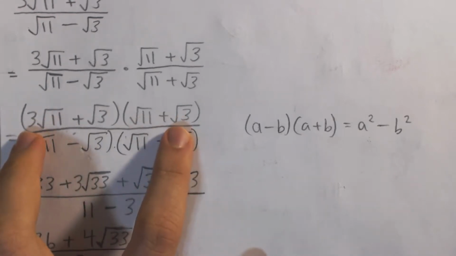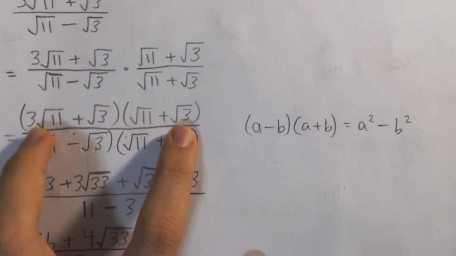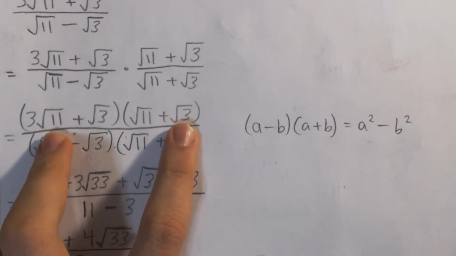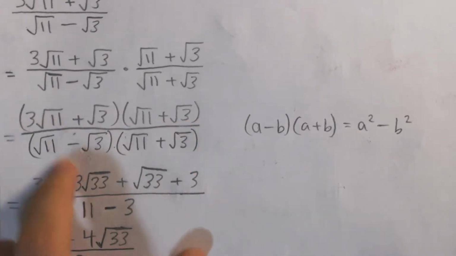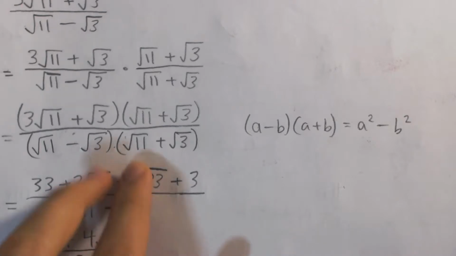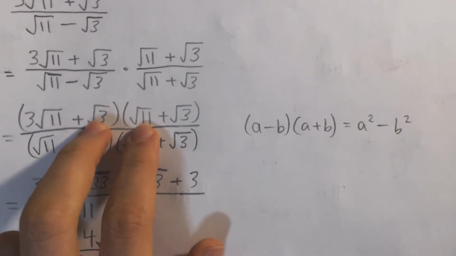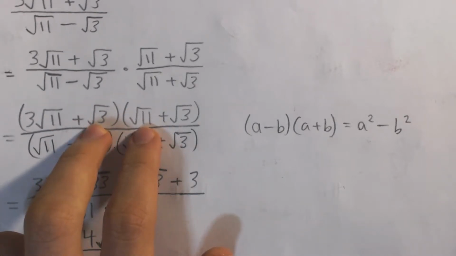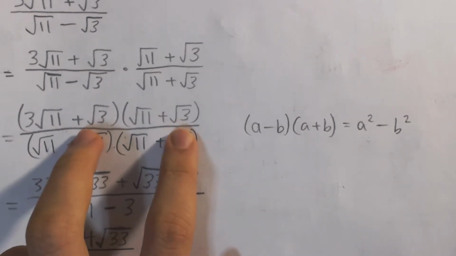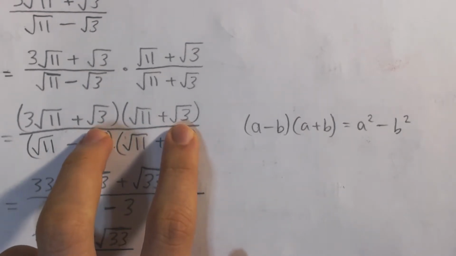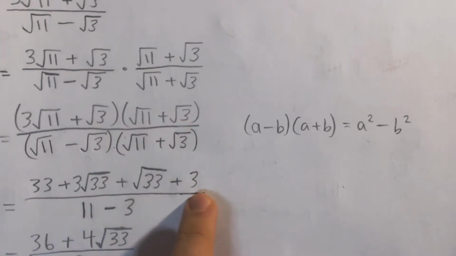Then the outsides gives us 3 times root 11 times root 3. When we multiply roots, we multiply their insides. So that gives us root 33, and the 3 comes along for the ride. We multiply our insides, right, the I in FOIL. Multiply root 3 times root 11. Again, multiply their insides, gives us root 33. And finally, last, we multiply root 3 times root 3, which is 3.